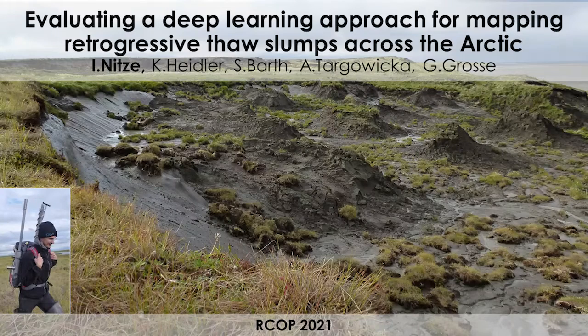And I would like to give you my talk about a recent study that might be published already, but at the moment, as of today, is accepted. It's on evaluating a deep learning approach for mapping retrogressive thaw slumps across the Arctic. I'm Ingmar Nitze from the Alfred Wegener Institute.